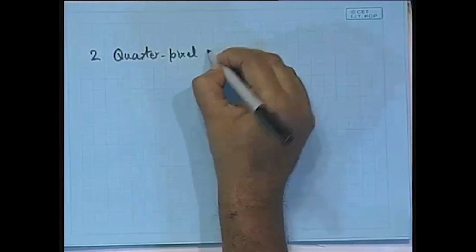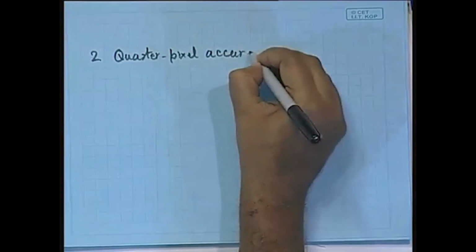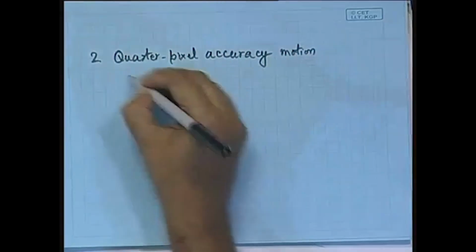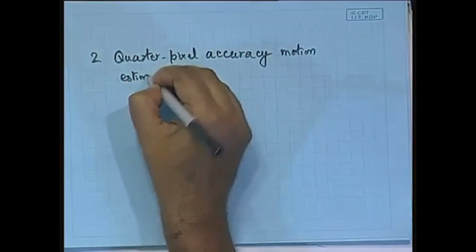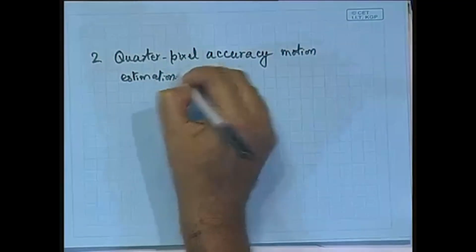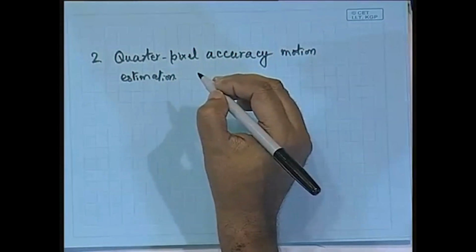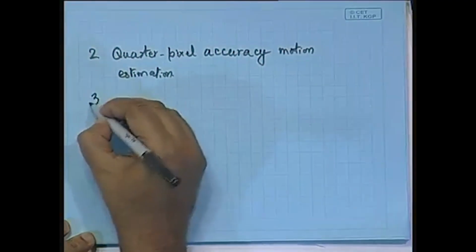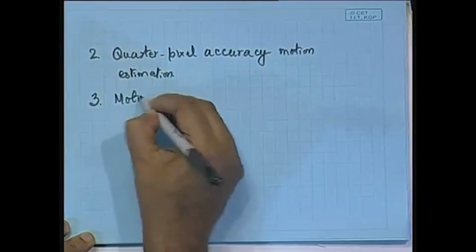This I already mentioned. The third point is motion vectors over picture boundaries.